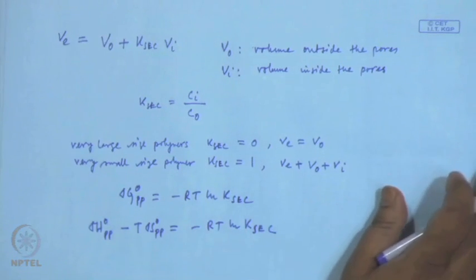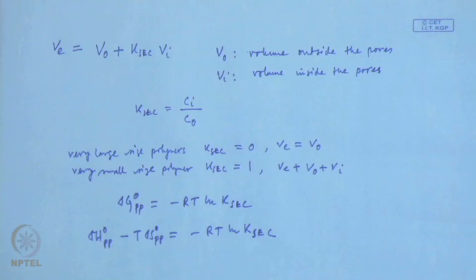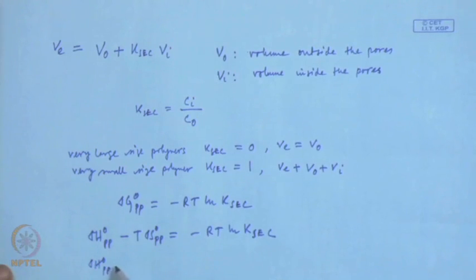Now, as we know that in gel permeation chromatography, there is no interaction between the polymer molecules and the pores or the column. So, the value of del H for pore penetration must be 0, hence K_SEC would be given by e to the power del S_pp by R.